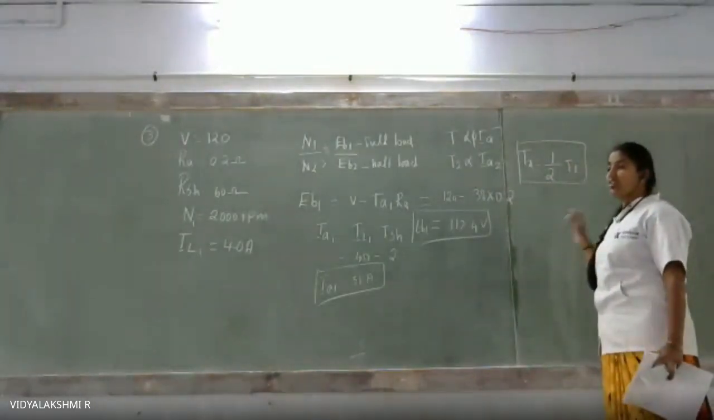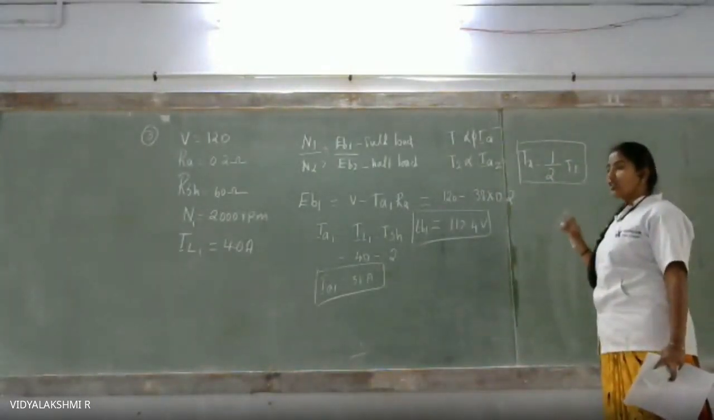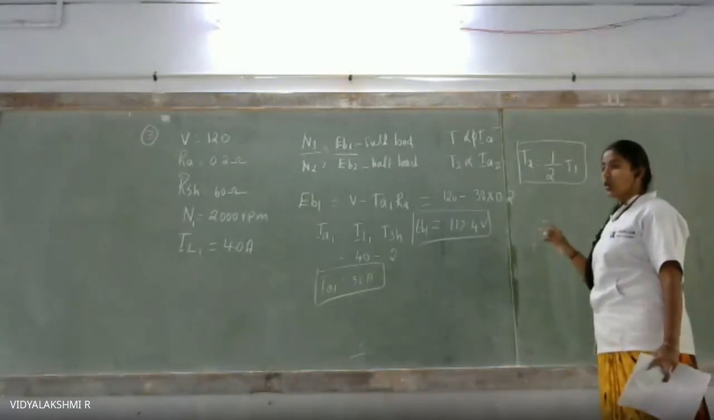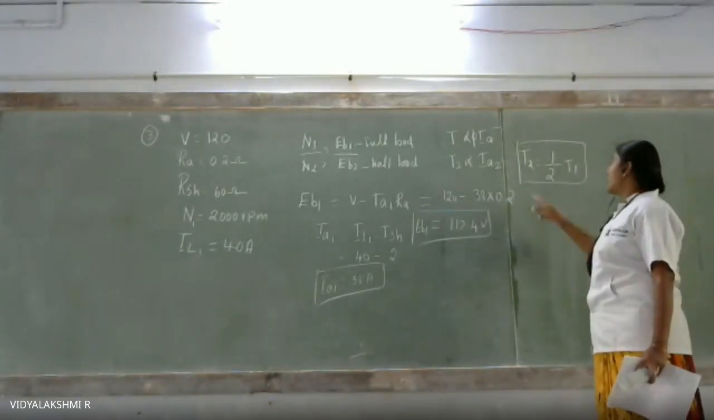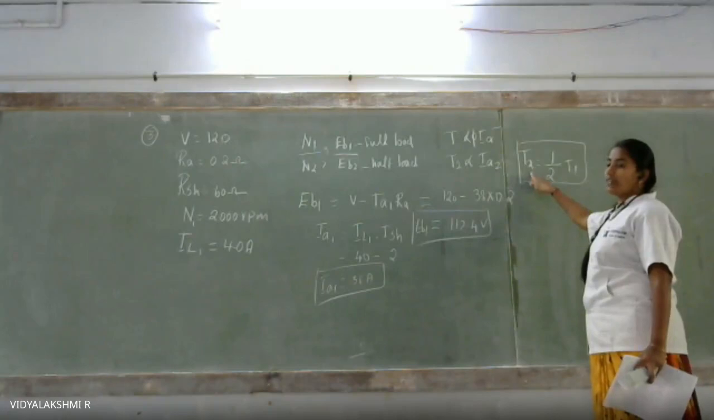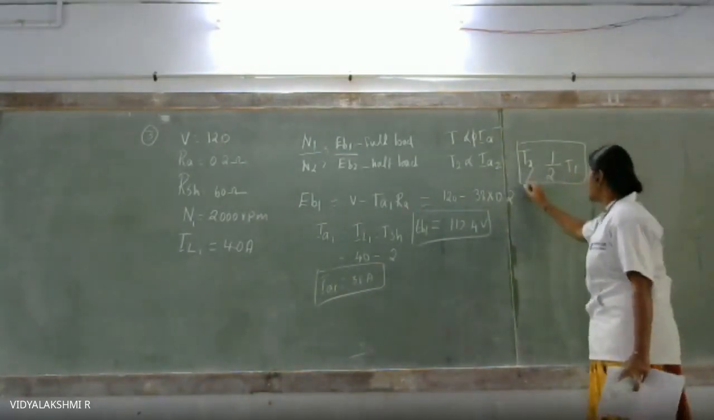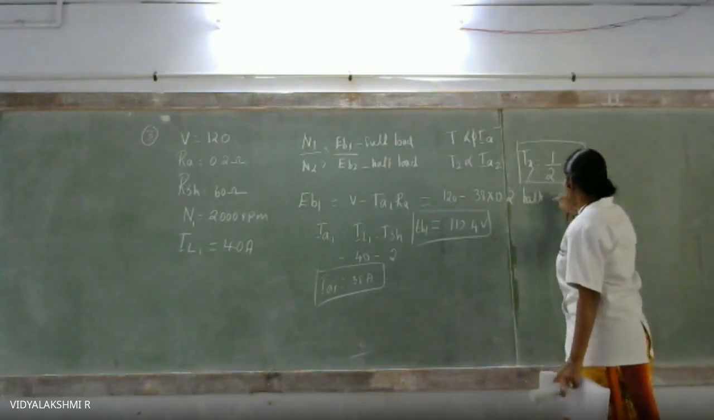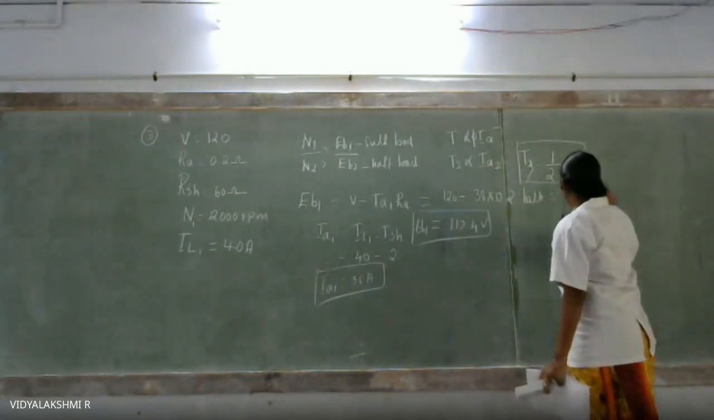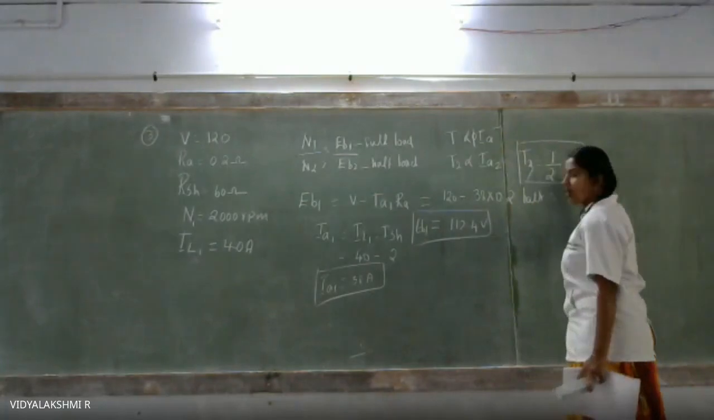Listen, they have given to find out the off of the load. So if it is the full load, what will happen? My full load will be off of the full load. This is my off load, and then it is my full load. So it will be 1/2 of the T1.